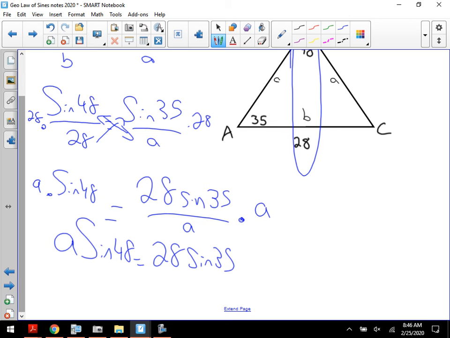Guys, this is just a two-step algebra problem. You guys all know how to do that, I hope. It just looks different because there's letters with numbers. That's all this is.